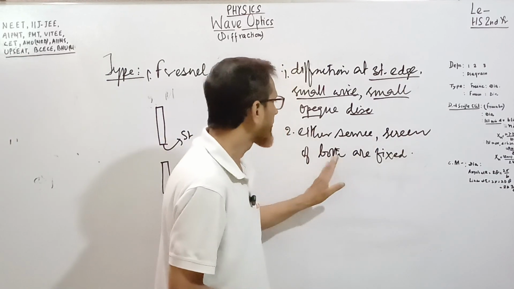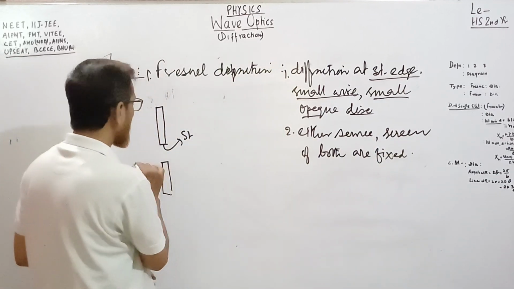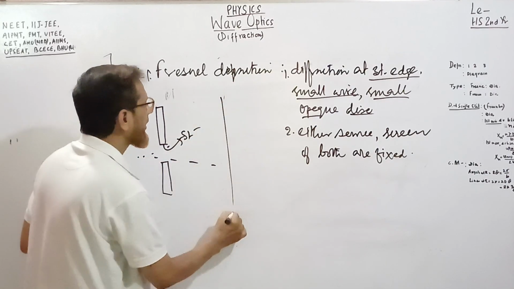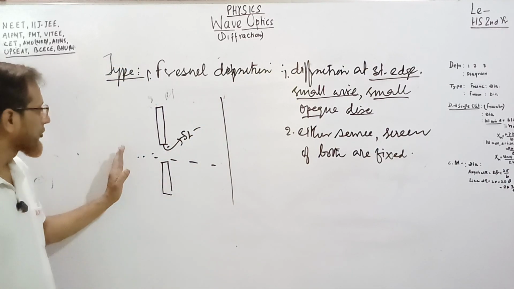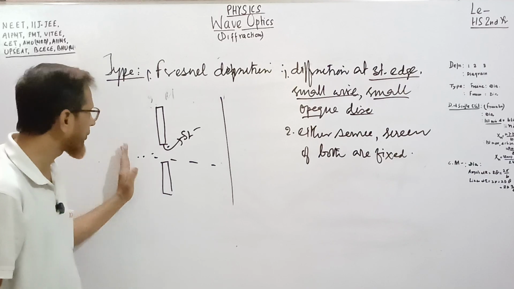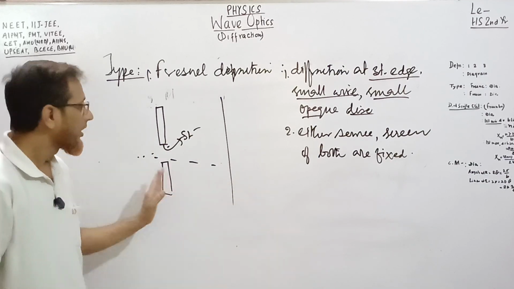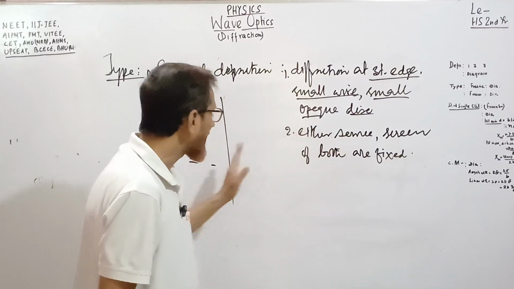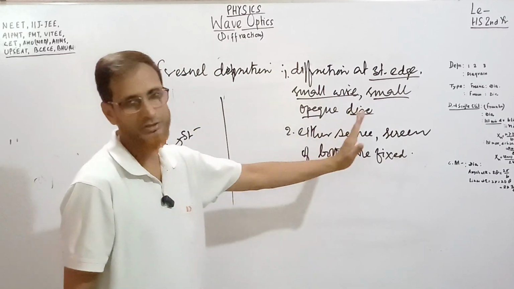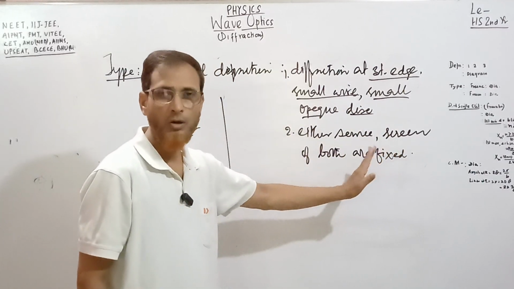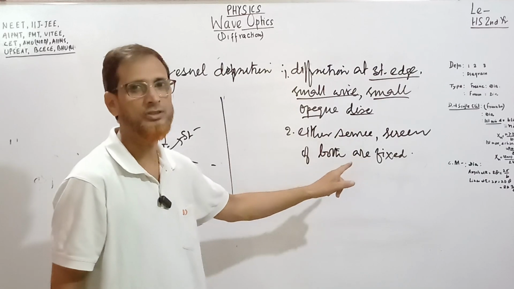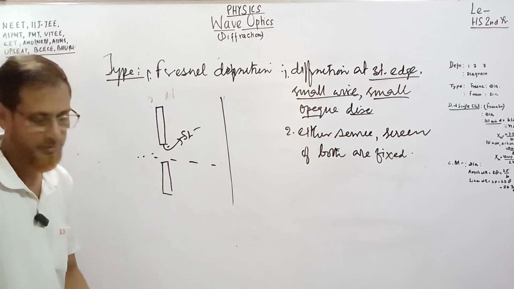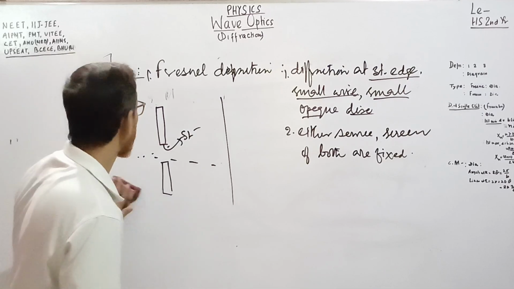And the source and the screen are both fixed. Light is coming out from this source, and in this way it is diffracting and focused on the screen. The distance between the source and the screen is fixed, either the source is fixed or the screen is fixed, or both source and screen are fixed. If these two conditions are met, then Fresnel diffraction is possible.